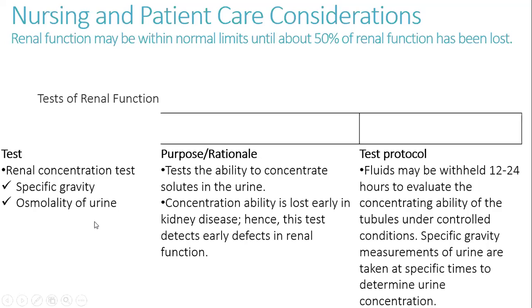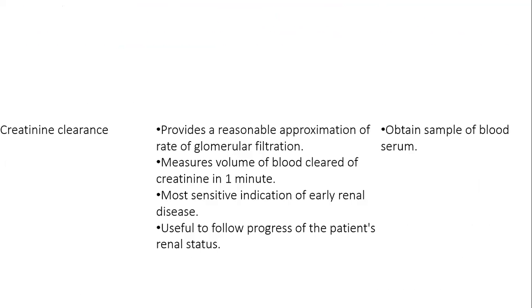And next one is osmolarity of urine. The concentrating ability is lost early in kidney disease. Hence, this test detects the early defect in renal function. And next one is creatinine clearance. Creatinine clearance provides a reasonable approximation of the rate of glomerular filtration, and measures the volume of blood cleared of creatinine in 1 minute. It is the most sensitive indication of early renal disease, and is useful to follow the progress of the patient's renal status.